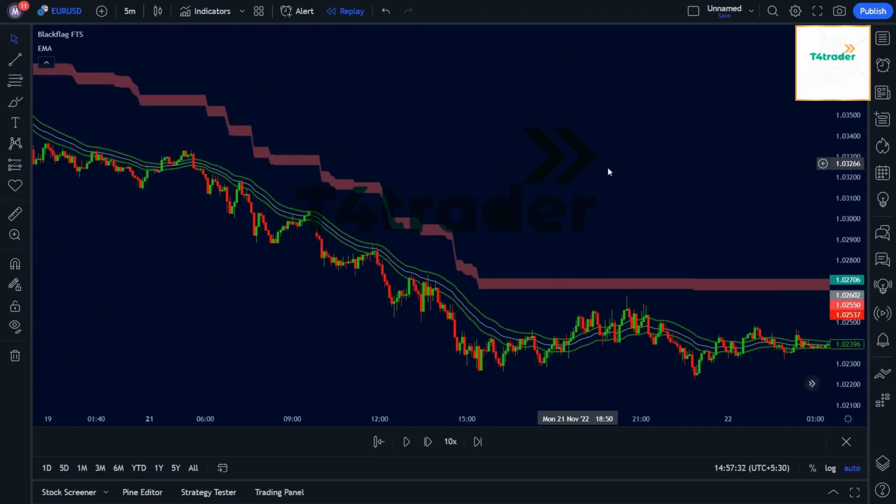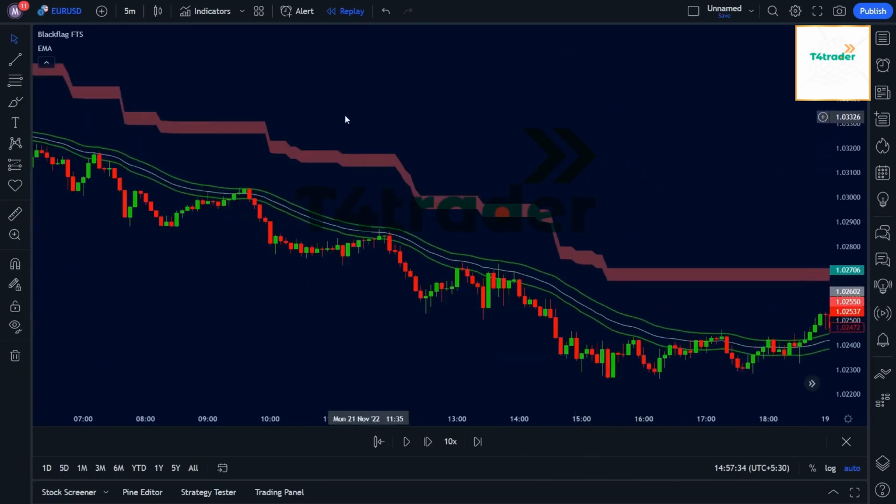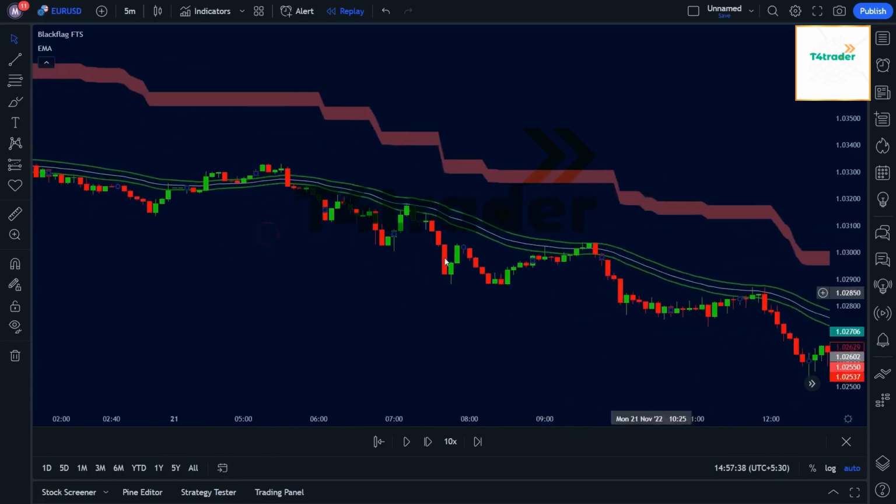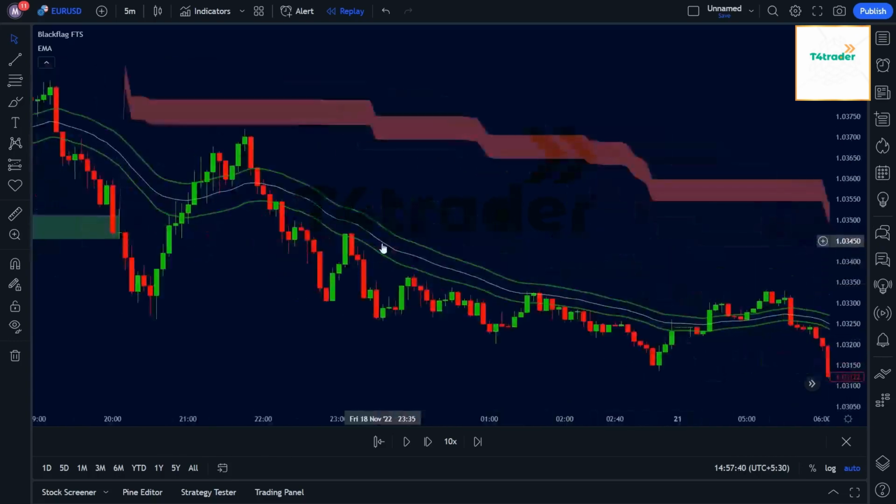Now that we've completely learned this strategy, I want to test it on the GBP USD chart with the 5 minute time frame, and I want to see how much profit we could have made in these trades using this strategy.